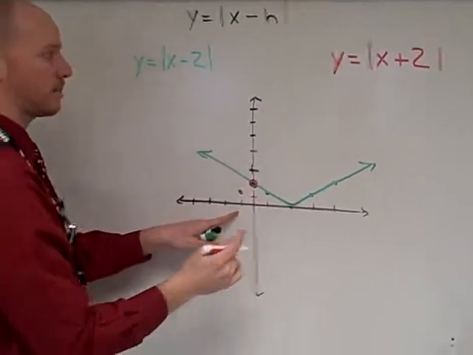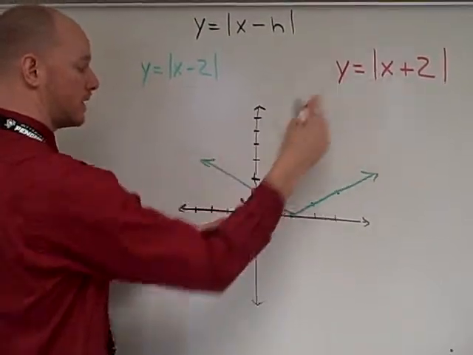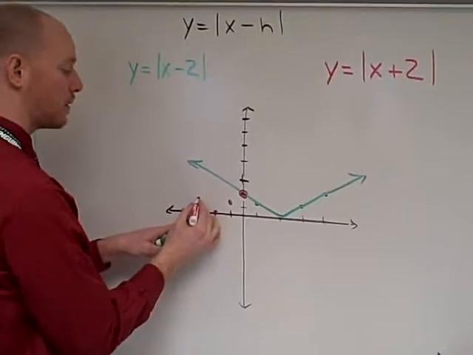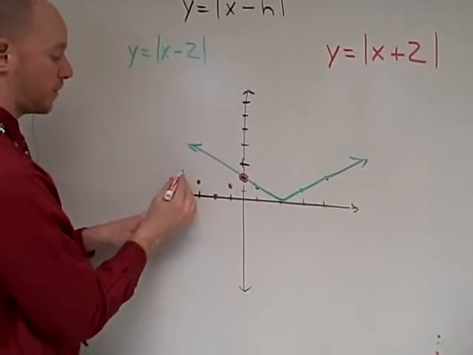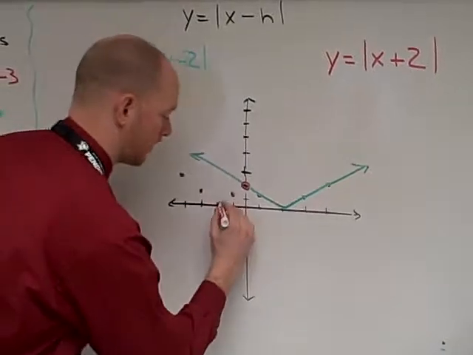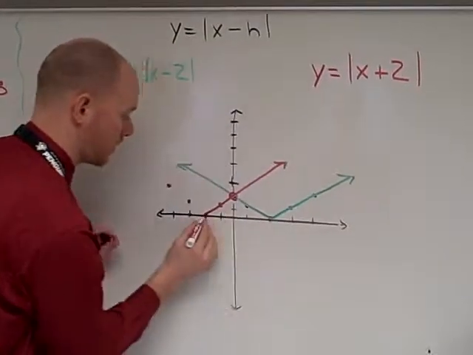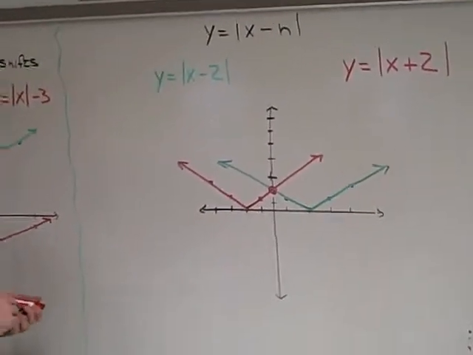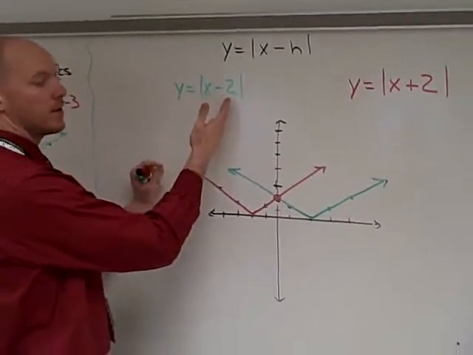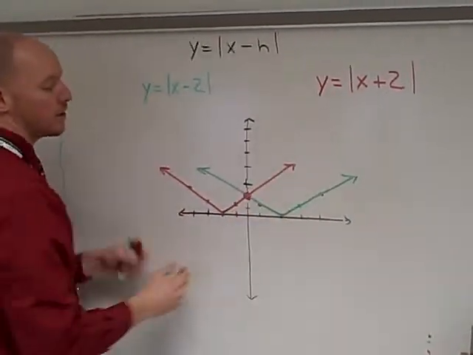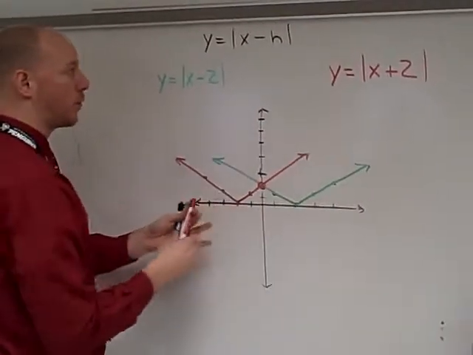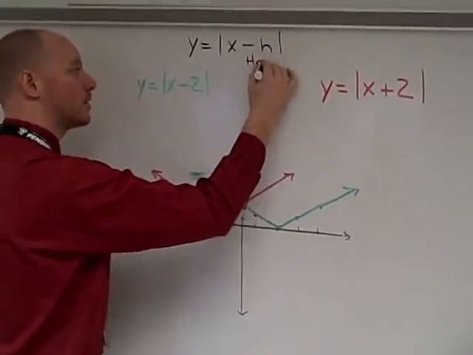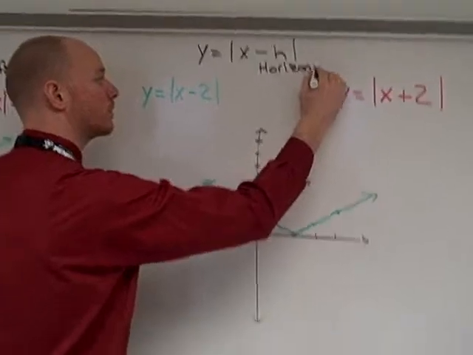Just going to put it right there. And then negative 2 is going to give me a value of 0. Negative 3 will give me 1. And negative 4 will give me a value of 2. So now you can see by either adding or subtracting a value inside the parentheses, that's actually our horizontal shift. So H represents our horizontal shift.